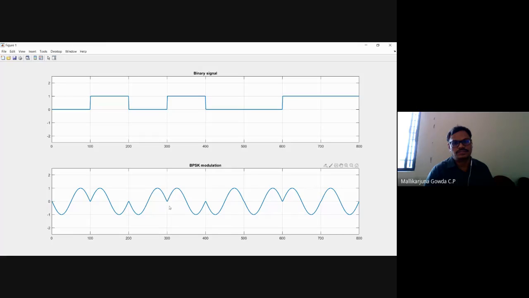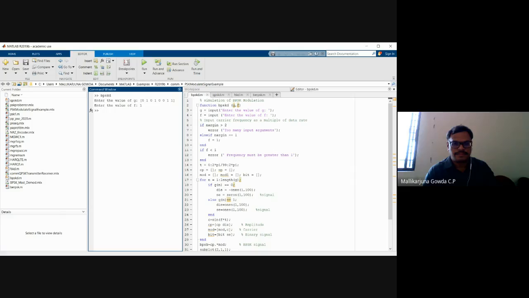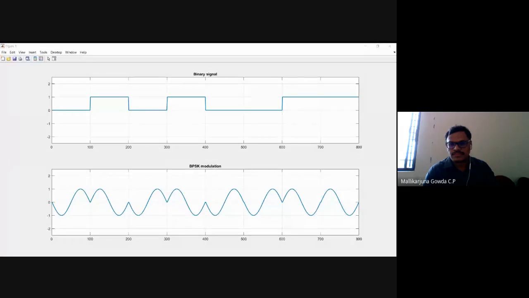Next again 1, starts with 0 degree. Next two zeros are there, so it starts with 180 degree, right, and it continues with the same phase. Next 1 is there, so it will change the phase shift, it starts with 0 degree for binary bit 1. Okay, so this is how you can play with this code. You can change the number of cycles of the sinusoidal signal, and even you can change the binary data. Okay, let me show about the QPSK.